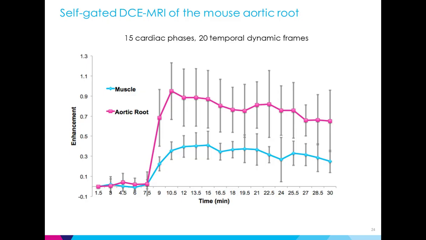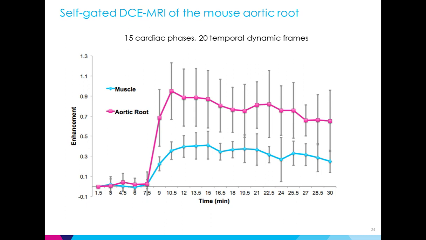Lastly, I'm showing you here an example of dynamic curves obtained from several mice in the aortic root, obtained with this approach that I just described, compared to skeletal muscle, which is also in the field of view. Skeletal muscle, as an aside, is a tissue that has typically very low permeability, and in many cases is taken as some sort of reference tissue.